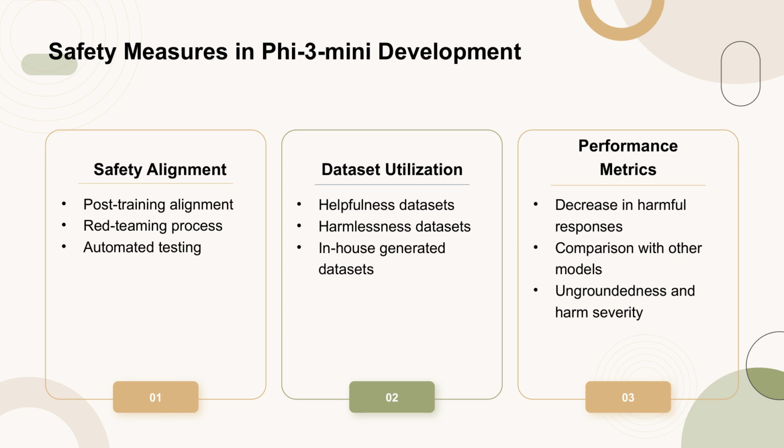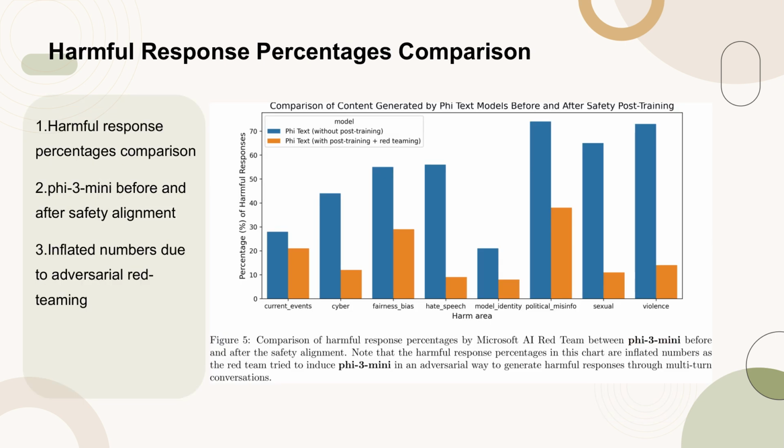Additionally, the model's performance was benchmarked against other models, with metrics including ungroundedness and harm severity, providing a comprehensive view of its safety profile. Figure 5 illustrates the comparison of harmful response percentages by the Microsoft AI Red Team for Phi 3 Mini before and after the safety alignment process. It is important to note that the harmful response percentages shown in this chart are inflated due to the Red Team's adversarial approach, which involved inducing Phi 3 Mini to generate harmful responses through multi-turn conversations. This comparison highlights the effectiveness of the safety alignment in reducing harmful responses.